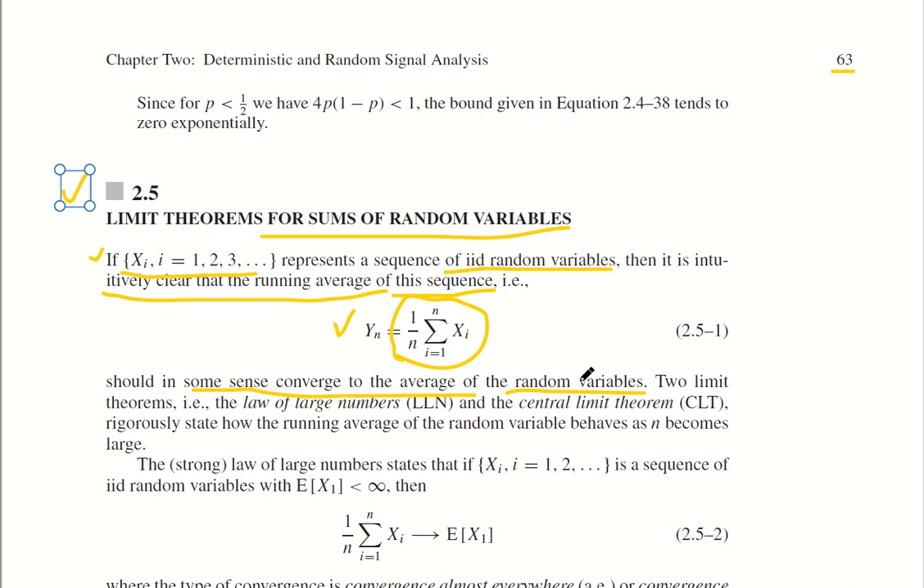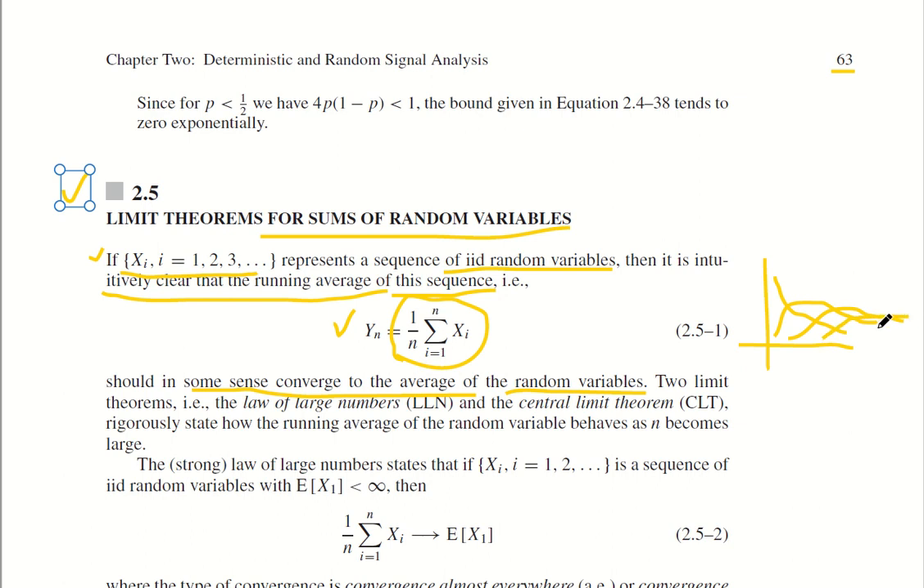So to say it one more time, if you take the average of a sum of random variables, in some sense it will converge to the average of the random variables. But the point is, this is not a very accurate statement. How come? Let's say you have a density. So the density is something like that, right? Something like that.